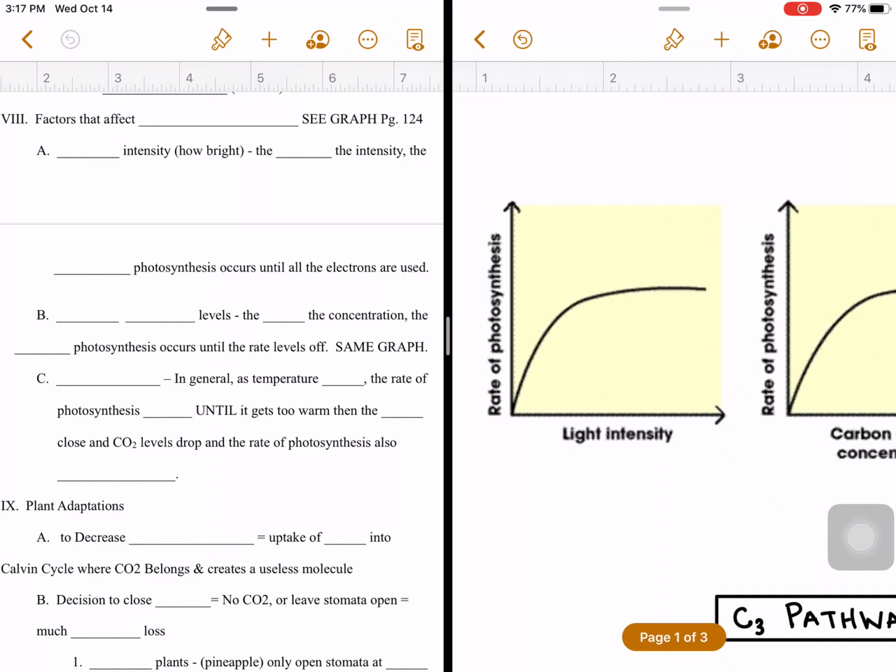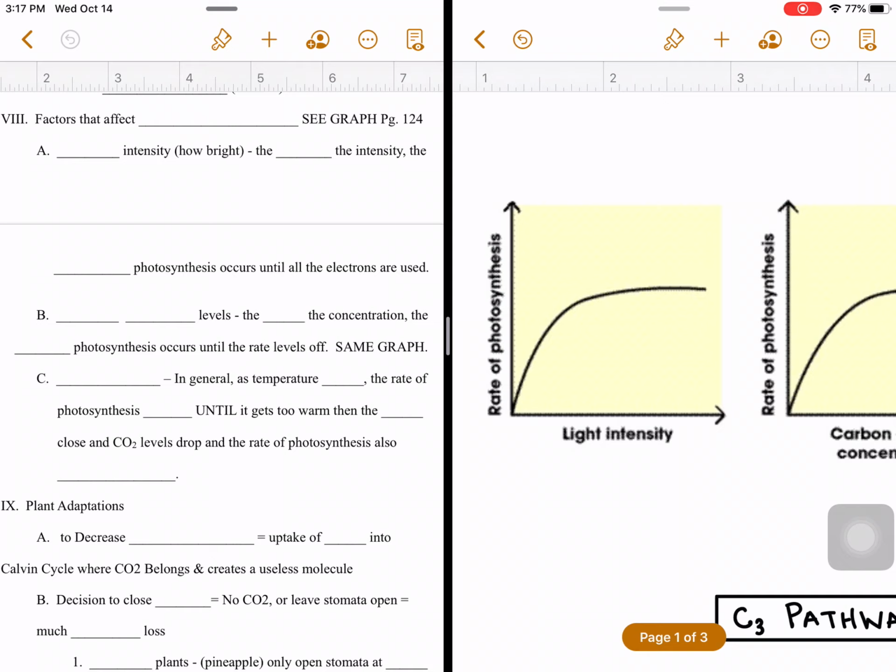You can look at your graph on page 124 in your book. It gives you a much prettier graph than the ones I have pictured, but one of the things is light intensity. This is how bright the light is. The higher the intensity, the faster photosynthesis will occur until all the electrons are used. Because remember, light powers the breaking apart of water.